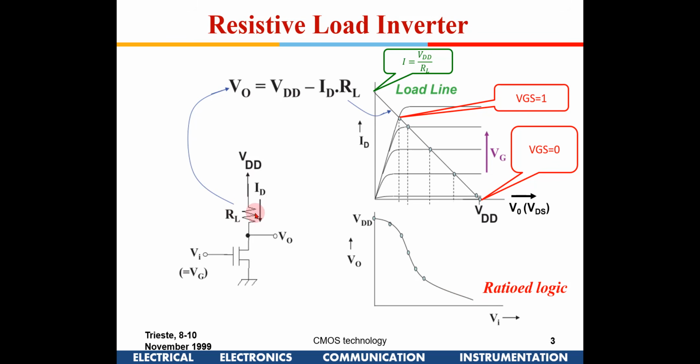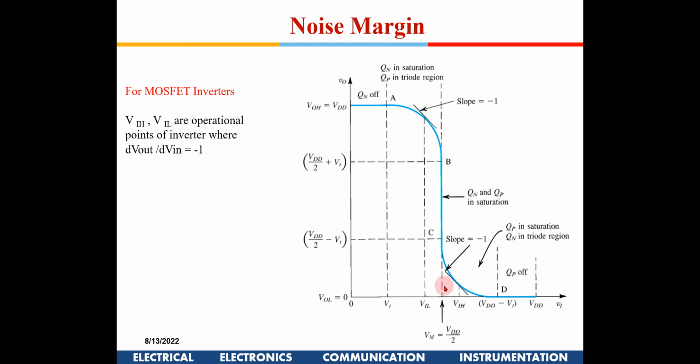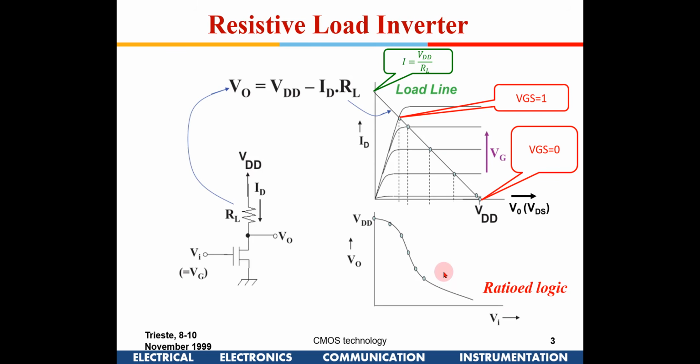So when I am using a resistive load, I don't have a VTC curve as I have observed for a CMOS. When I am using a PMOS, this is the kind of curve which is expected, or an ideal inverter should have these kinds of curves. But when I am using a resistance, this is the kind of curve which I will get. This is for VGS equal to 0. This is VGS equal to 1.